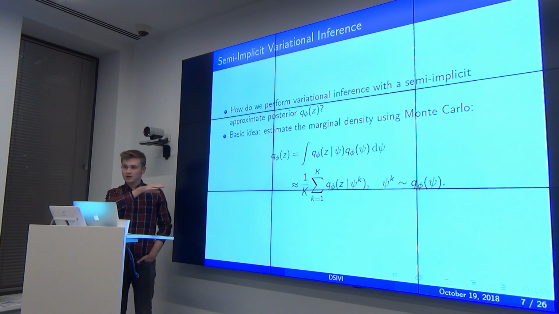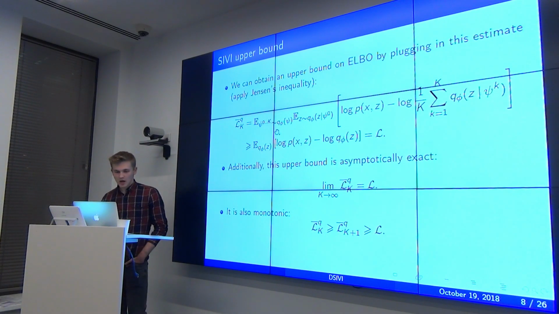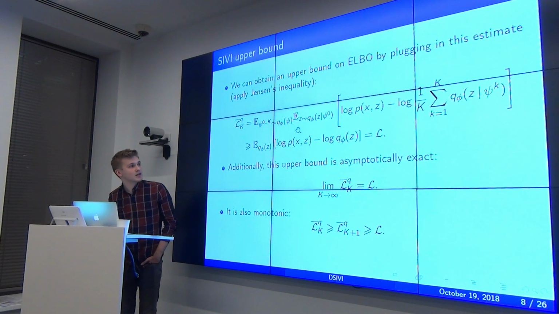That's the basic idea, but it's not so trivial to apply it in a straightforward way, because if we just plug it into the ELBO, we get an upper bound on the ELBO. We can easily see that with Jensen's inequality: it is actually bounded below by the ELBO. This expectation goes into the logarithm, the expectation of this sum is equal for each term, and this expectation is actually the marginal density of q(z). And that's exactly the ELBO.